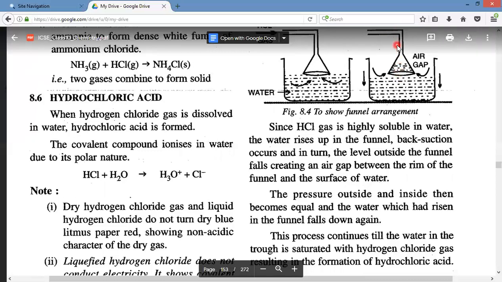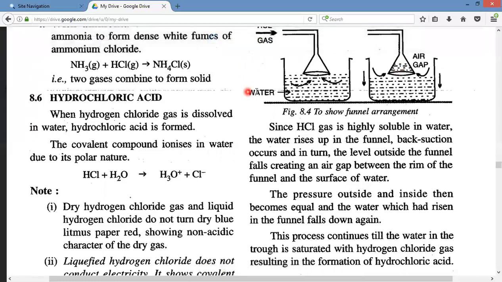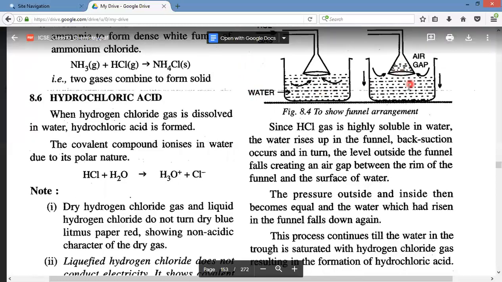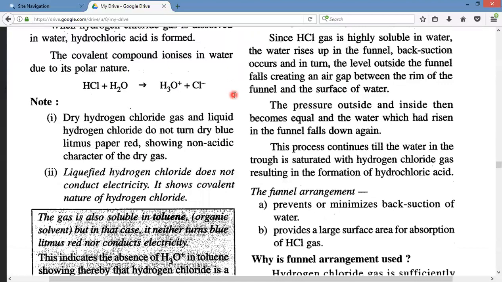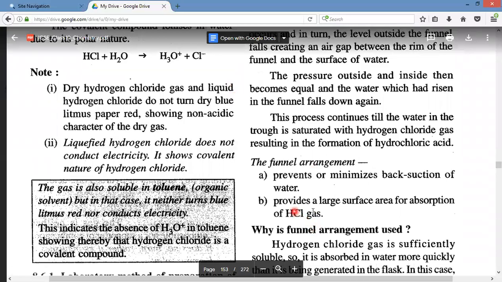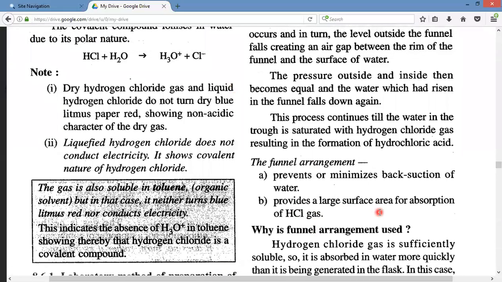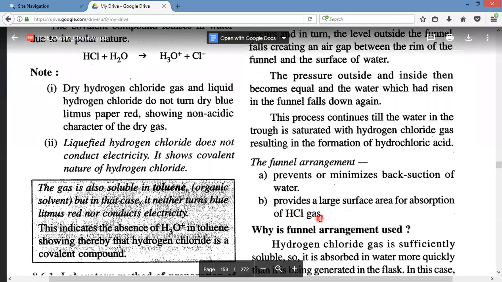This will help to not enter the generating funnel. Generating funnel means where the preparation of the HCl gas is occurring, from where the HCl gas is being prepared. It means that this solution will not go up to the generating flask, which helps in not causing an explosion. Second point, providing a large surface area for the absorption of the HCl gas.